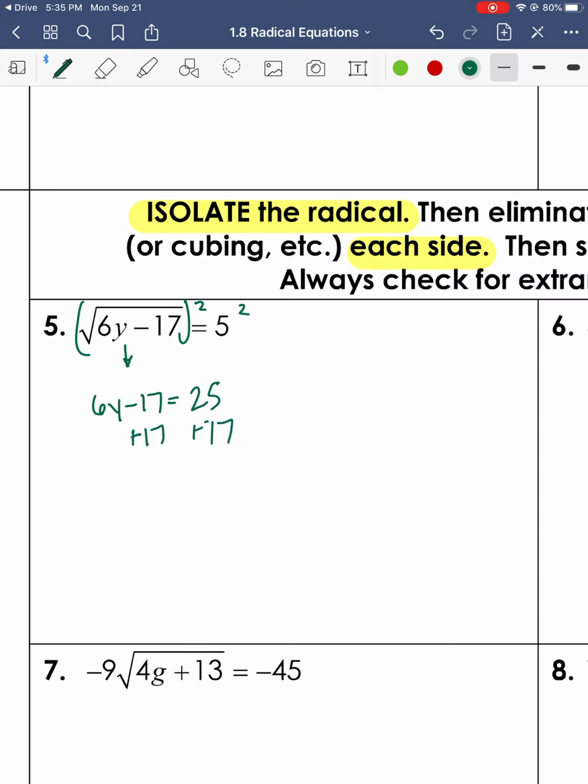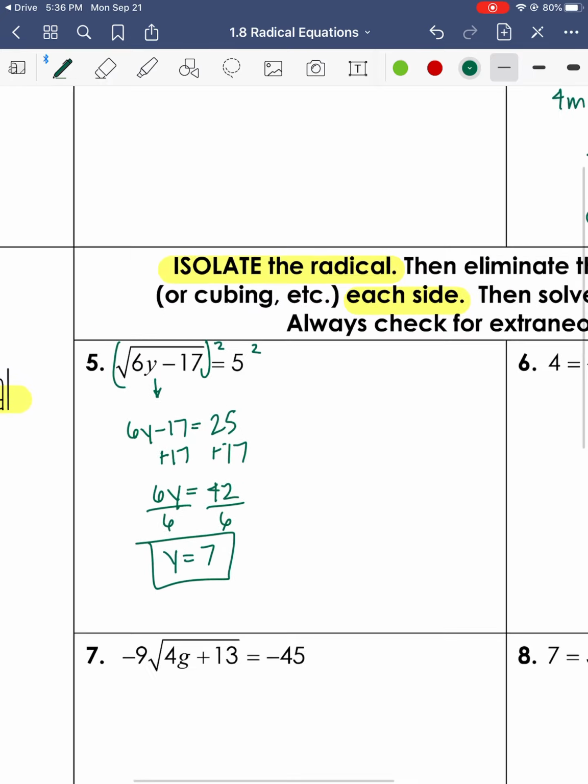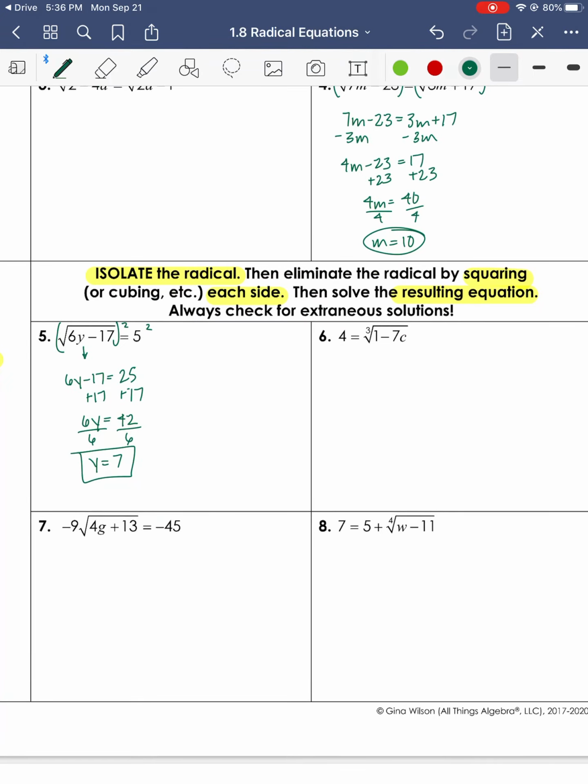Okay, we're going to get the constants on the same side. Now we're just solving for y here. So that would be 42 divided by 6. y is equal to 7. Good.